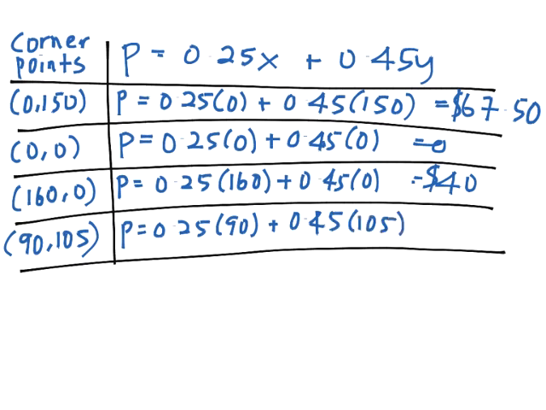And then for the last corner point, we have P equals 0.25 multiplied by 90 plus 0.45 multiplied by 105. We calculate the value and we have 69.75, meaning that we have $69.75. Since we want to maximize our profit, we need to look at the value of P which is the highest. The highest value we have here is the last corner point, which is 69.75.